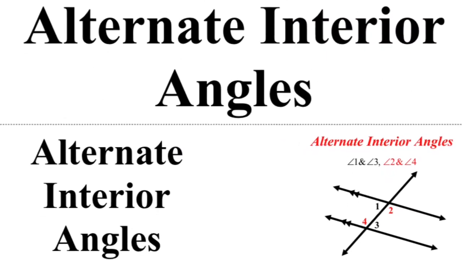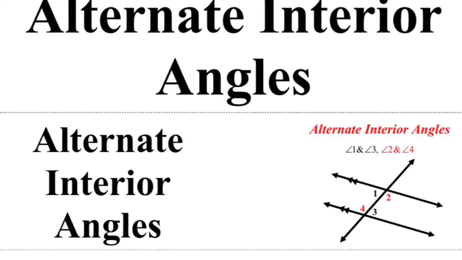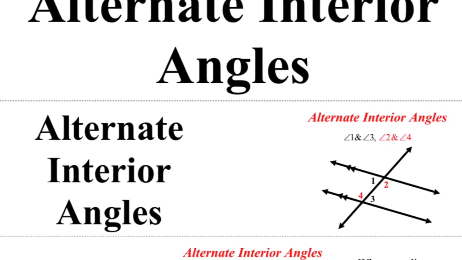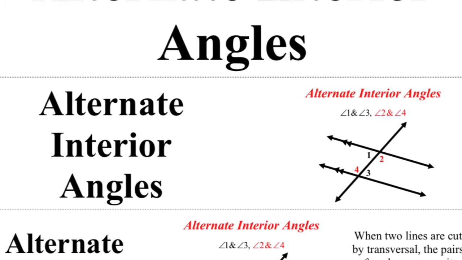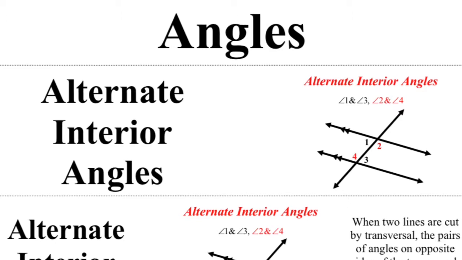Alternate interior angles are the same thing, but they're on the inside of those two lines. Similarly, if those two lines are parallel, alternate interior angles are equal. Congruent is a word for that.